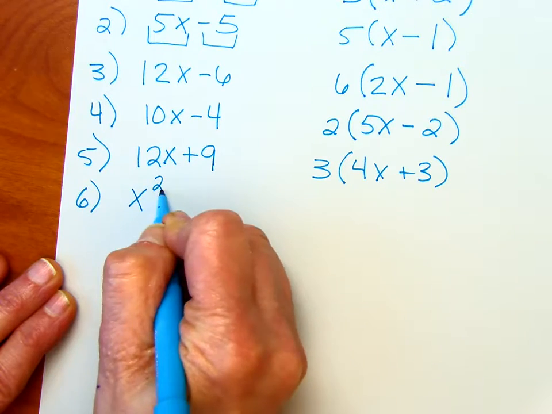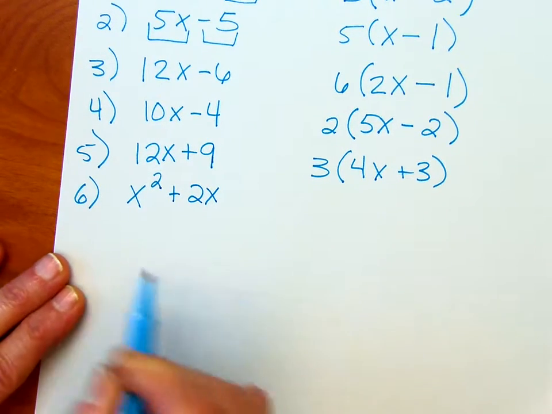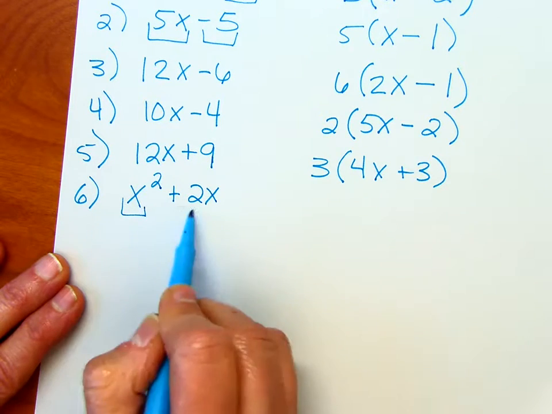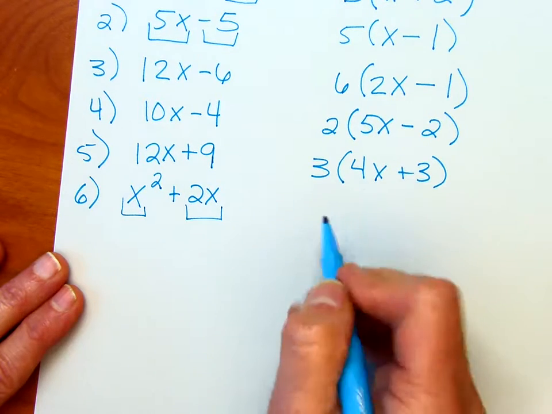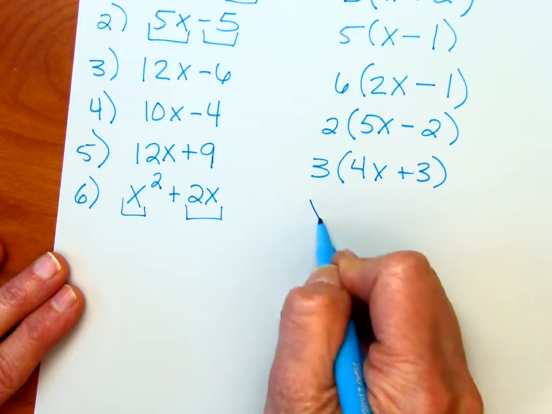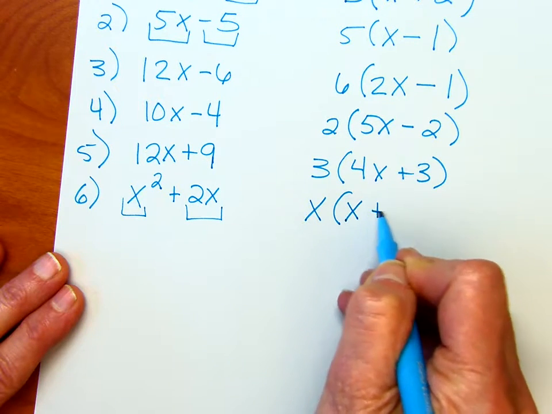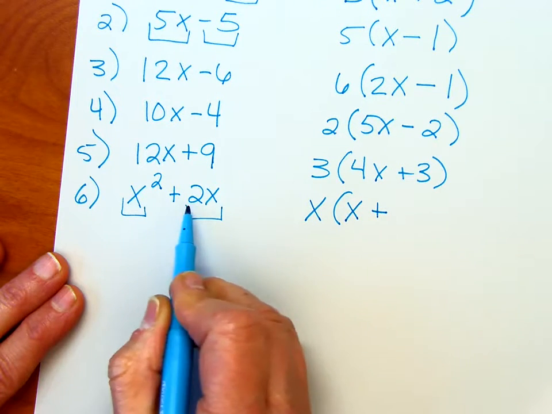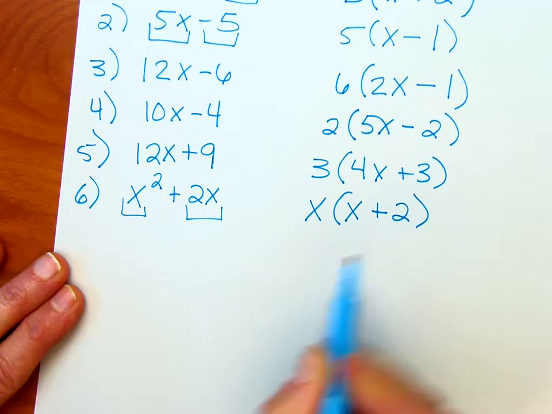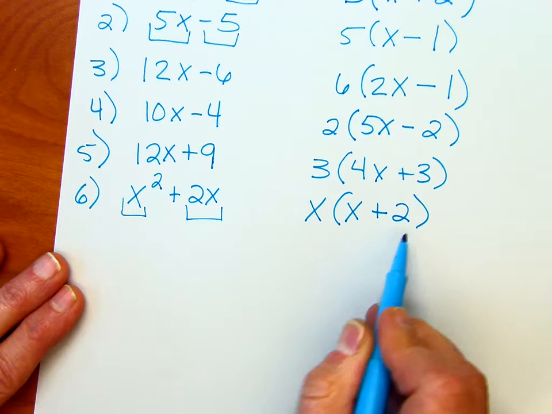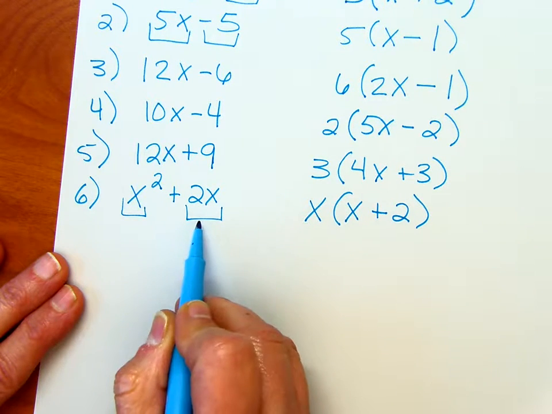Let's get into some harder ones. So here we have x squared plus 2x. Okay. Notice both terms have an x. The coefficient here is 1, so our common factor would be an x, and then x times x gives us an x squared, and then we have to multiply x by 2 so that we would have 2x. So again, x times x is x squared, x times 2 is going to be our 2x.